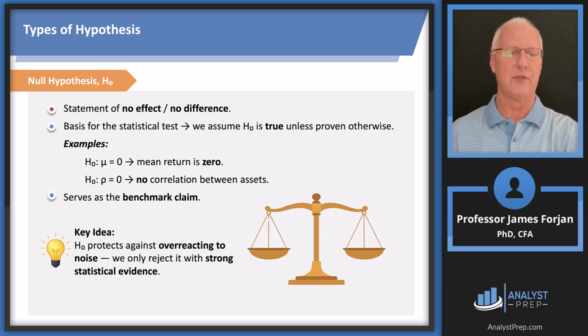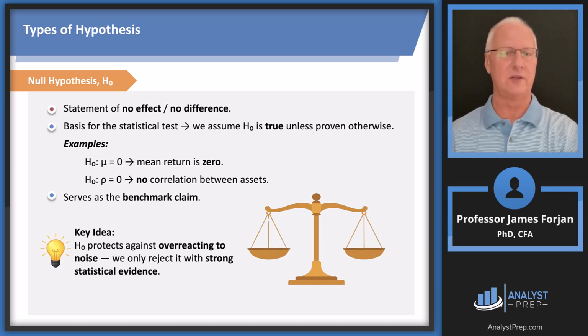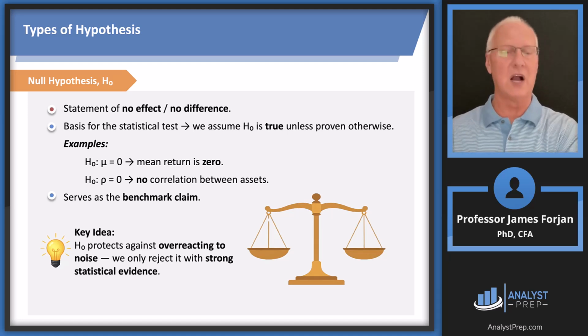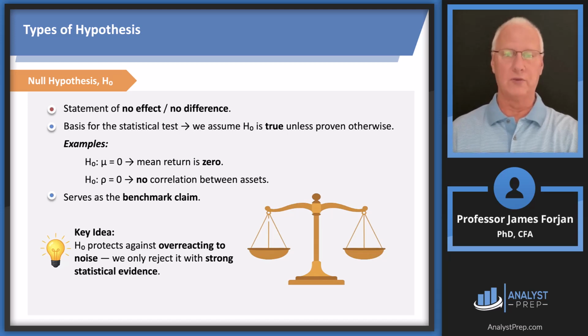So here's the null hypothesis, always noted as H sub 0. That statement is that there's no effect or no difference. What did I say? Michael's no different than the rest of the NBA. This stock is no different than all the stocks that trade on the New York Stock Exchange. What we do is we assume that that null hypothesis is true. So we can say mean return is 0, or we can say there's no correlation between assets. And that's going to serve as the benchmark return.